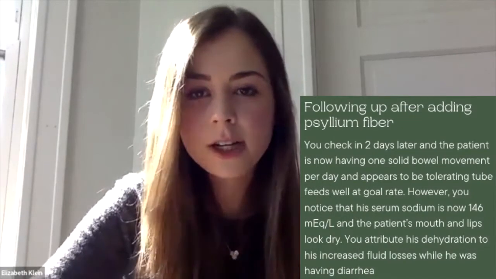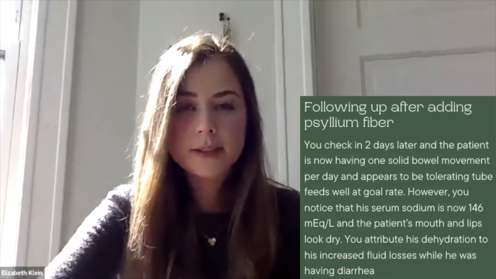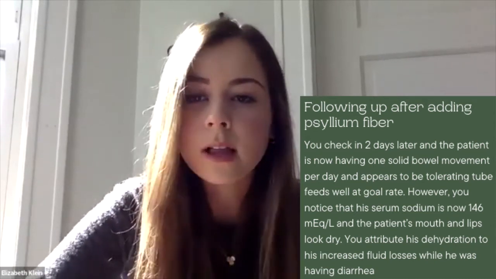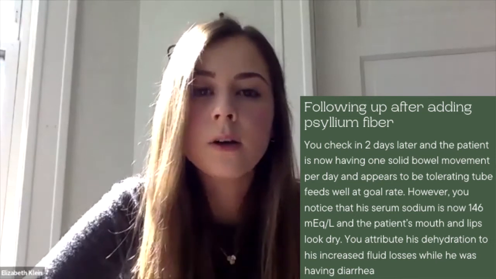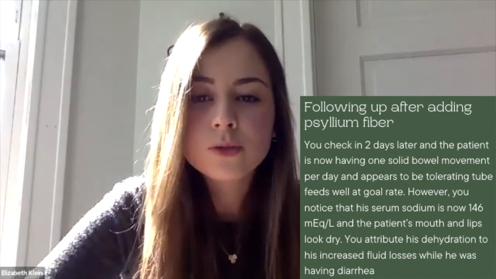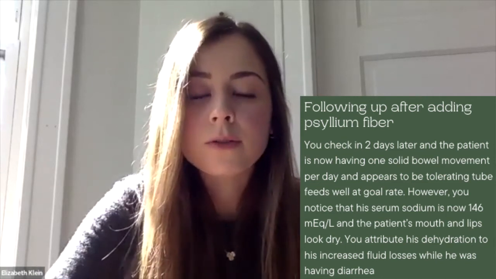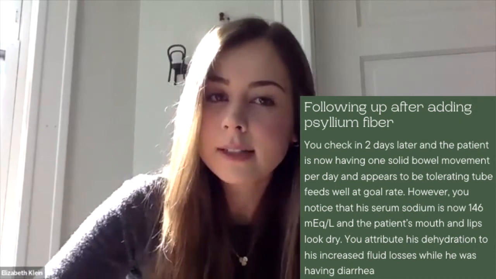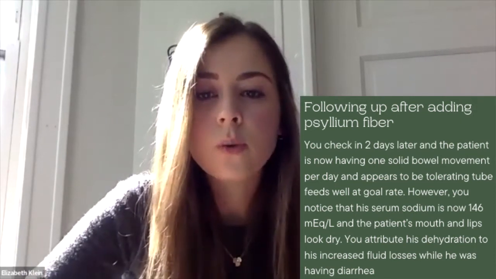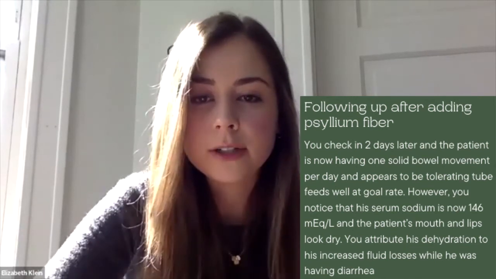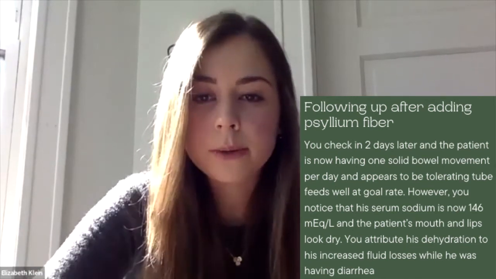All right, so again, you check in 2 days later after starting up that psyllium fiber. And now the patient is having 1 solid bowel movement per day. He appears to be tolerating his tube feeds just fine. Everything's going great. However, you do notice that his serum sodium is now 146 milliequivalents per liter. So that is actually on the high side and out of range for our usual sodium.